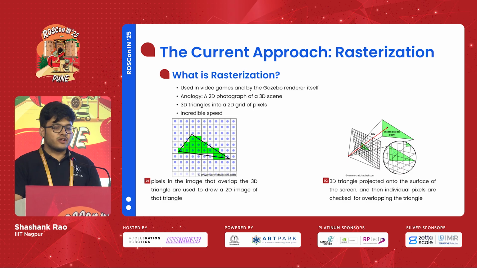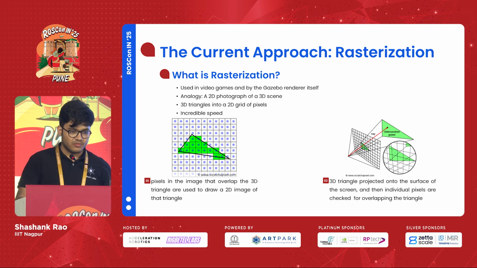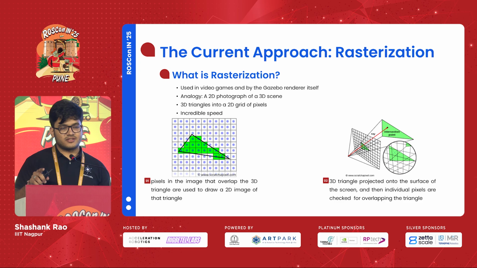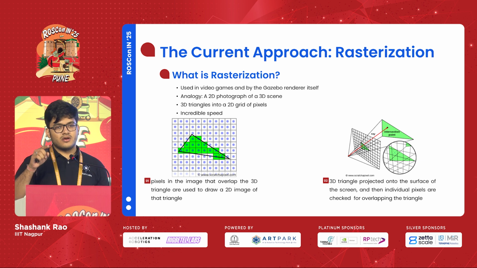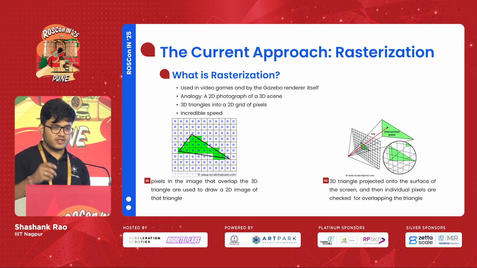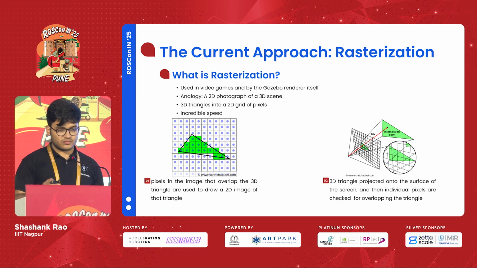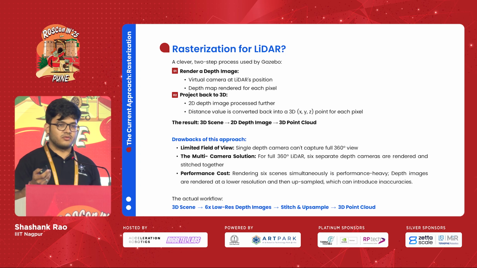So, currently the LiDAR is rendered using rasterization in Gazebo. So what is rasterization? It basically constructs your mesh as 3D triangles, and then it converts it into a 2D image just by checking which pixels of your image actually overlap the triangle. And this way it constructs a 2D image of your 3D world. So then, moving on, how is rasterization used for LiDAR?